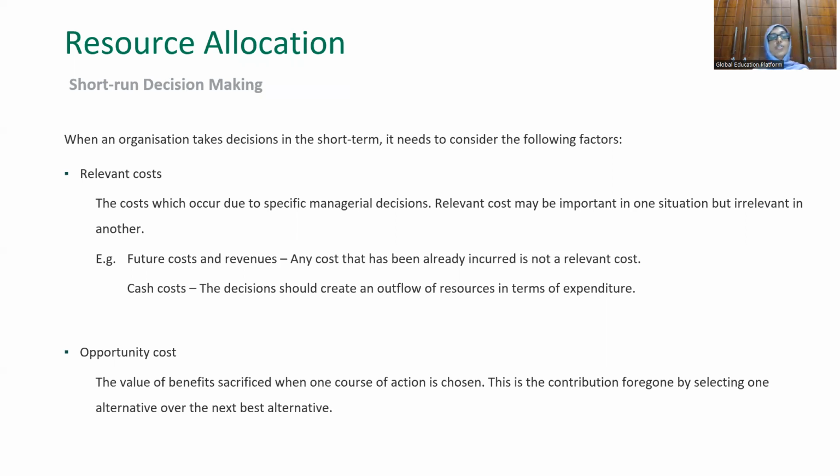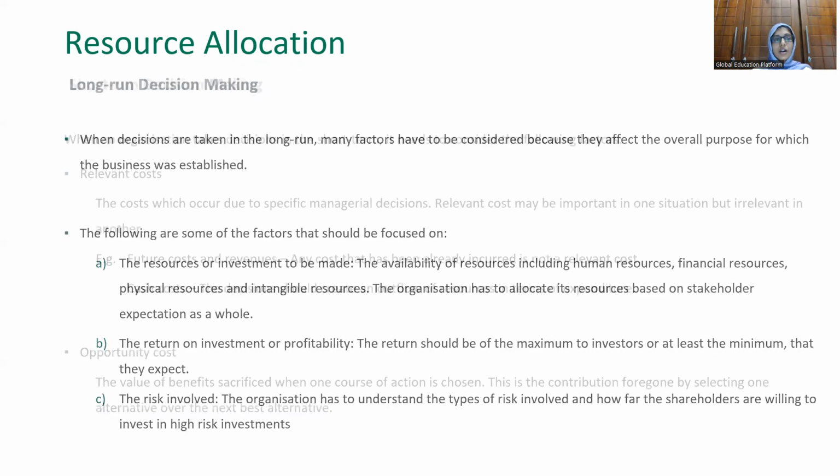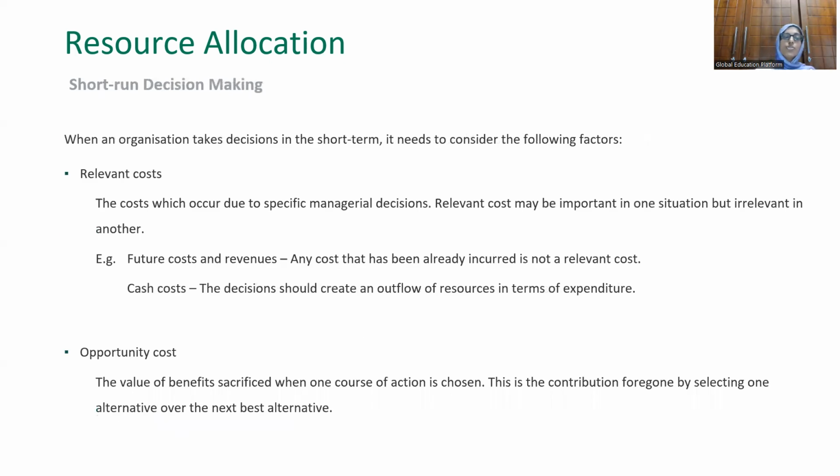First, as you can see here, we are going to talk about the short run in decision making. When an organization takes a decision in the short run, which is a period of less than around 1 year, it needs to consider two main factors. The two main factors are relevant cost and opportunity cost.